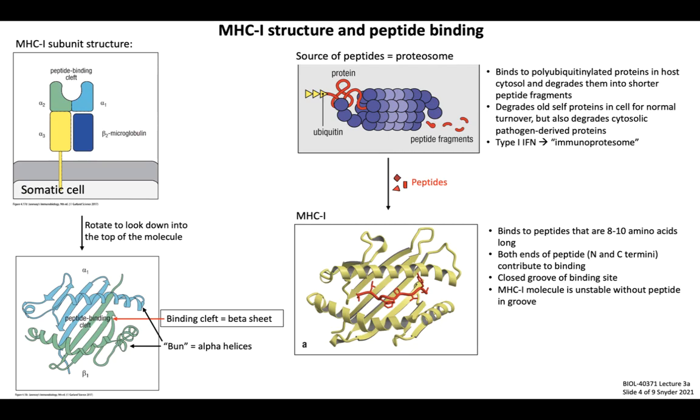MHC1 also has some specific requirements for the types of peptides that can be loaded. These fragments must be 8 to 10 amino acids in length, which is important to keep consistent because the N and C termini of the peptide actually contribute to its binding in the binding cleft. The binding cleft is also a closed groove. Lastly, it's worth noting that the MHC1 molecule is a relatively unstable protein when it exists without a peptide loaded into the binding groove. So in the absence of foreign peptide, the MHC1 molecule requires interactions with stabilization proteins called chaperones, which we'll discuss next.